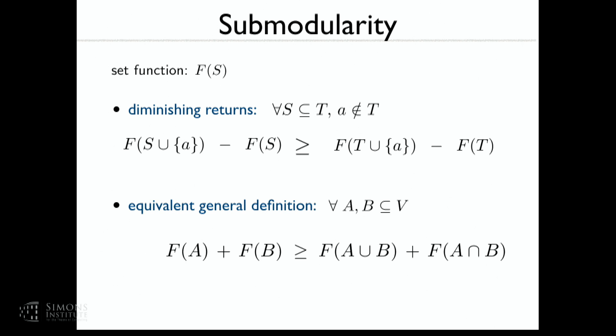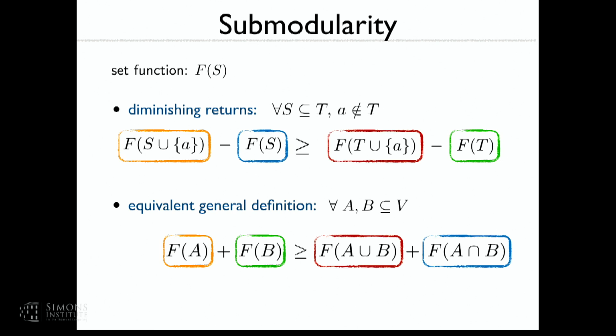The other definition says I take two arbitrary sets, A and B. And if I evaluate f at A and f at B, that should be larger or equal than f at A union B plus f at A intersect B. So these are equivalent, I'm claiming. To see that they are equivalent, you just have to do some rearrangements. One direction you can prove as follows. You say A is the same as S union A, B is the same as T. And then you just know that the union of the two will be that large set with T union A, and the intersection will be S.